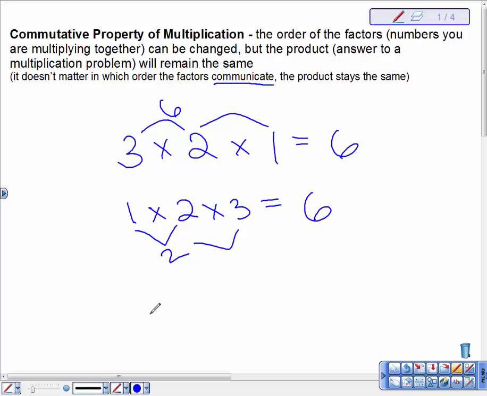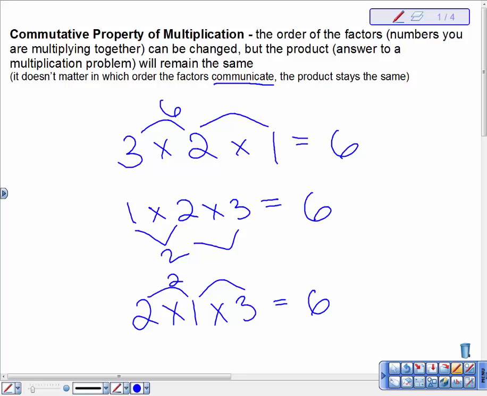I can try it one last time. I could do 2 times 1 times 3. Again, I'm still keeping the same exact factors. I'm just changing the order in which they communicate with each other. 2 times 1 is 2. 2 times 3 is 6. So it doesn't make a difference in what order the factors are listed. Your product, the answer to a multiplication problem, is always going to stay the same.